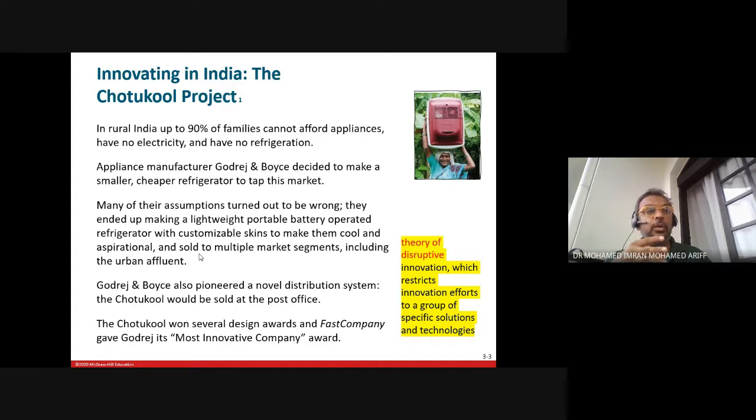But surprisingly, over time, this product sold well with the rich, because they were thinking, oh, this is what we need. The rich thought, hey, we need a smaller fridge, a colorful fridge, which can be brought anywhere and put in any part of the house. So although the product started for the poor, over time it actually went to the rich. And this is what we call the theory of disruption, whereby the initial innovation restricts innovation efforts to a particular group of people or a particular group-specific solution for a technology.